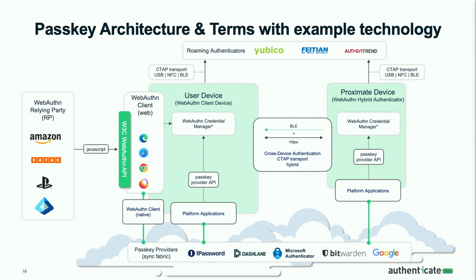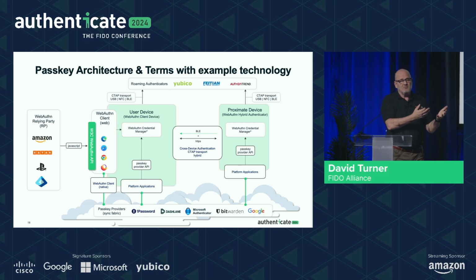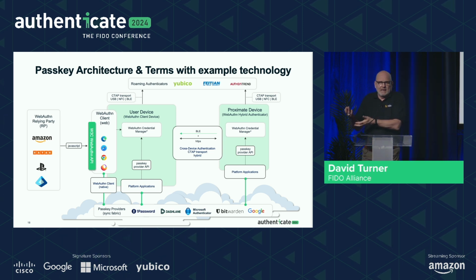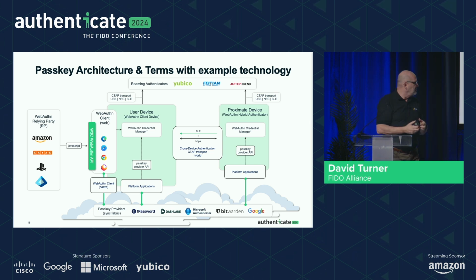And then at the bottom, you see a number of the passkey providers that are out there: 1Password, Dashlane, Bitwarden. They came from the password management world. And really, it's not a big leap to think, well, if I'm managing passwords, especially in the autofill model, why can't I do the same with passkeys? So that gives you a sense of where the brand names fit into this model.